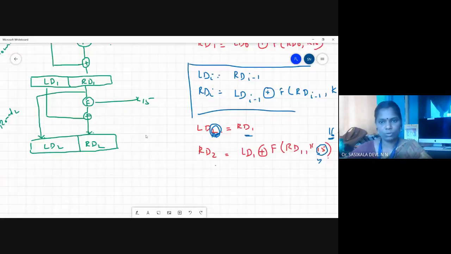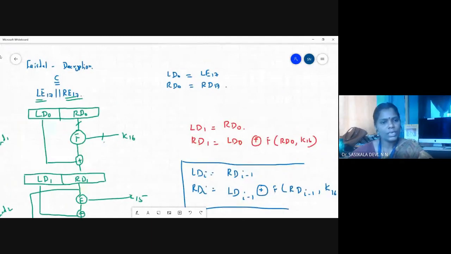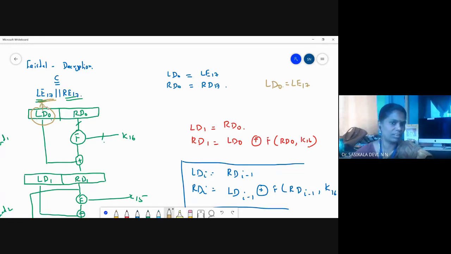Now let's go for a proof of this. The input is LE17, RE17. We have directly substituted LE17 into LD0. Now, what is actually LD0? Let's go for the proof here. LD0 is simply LE17. So LE17 is nothing but LD0.